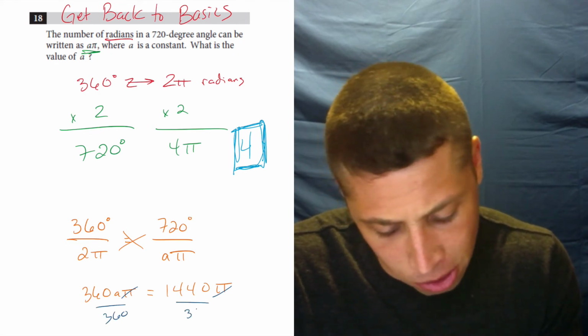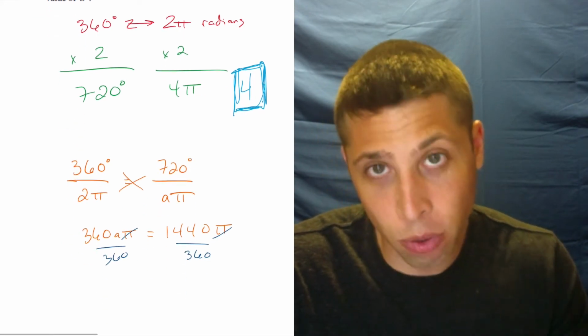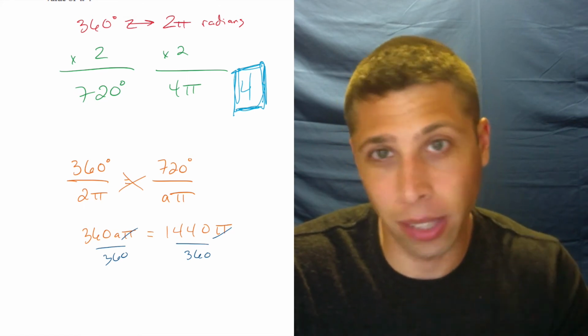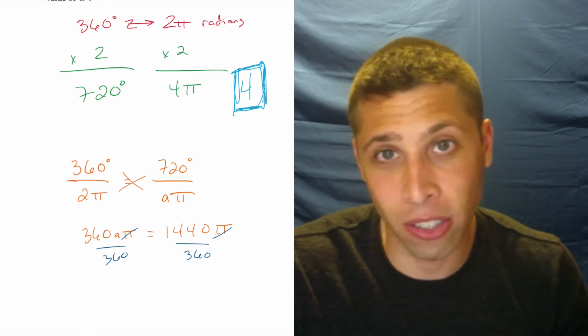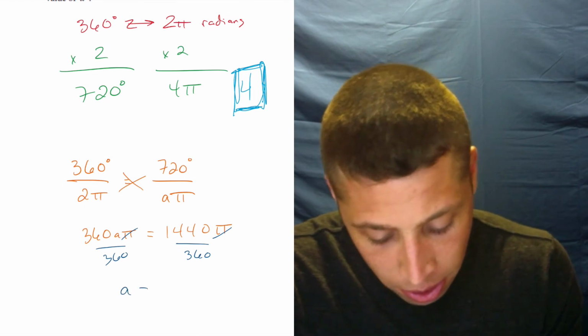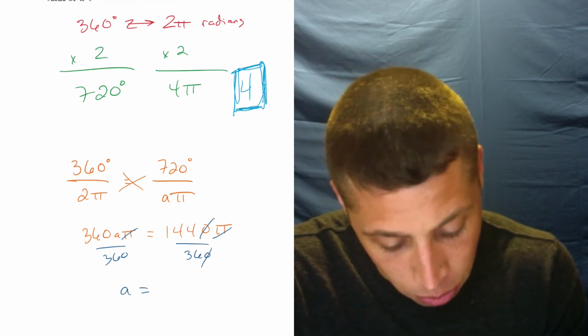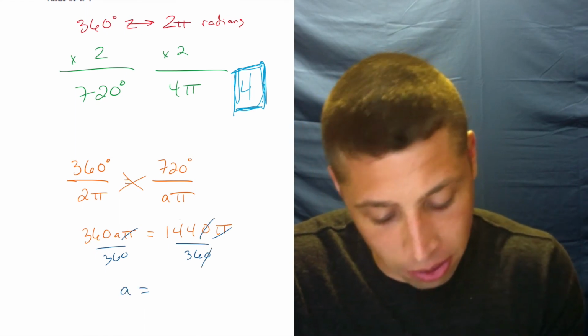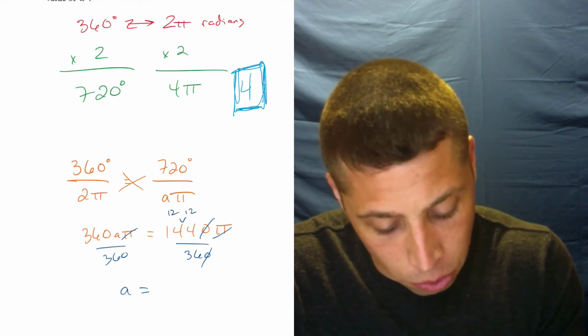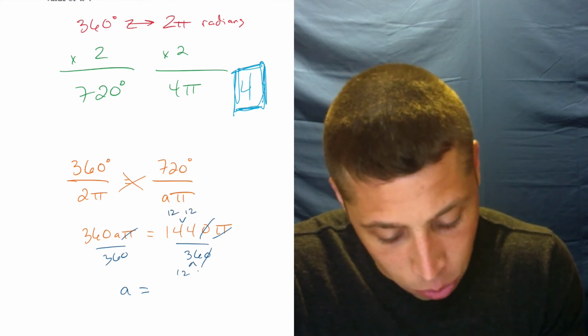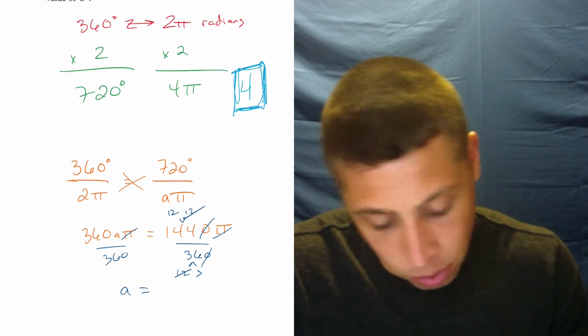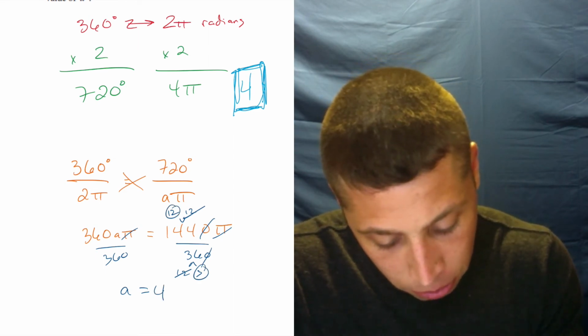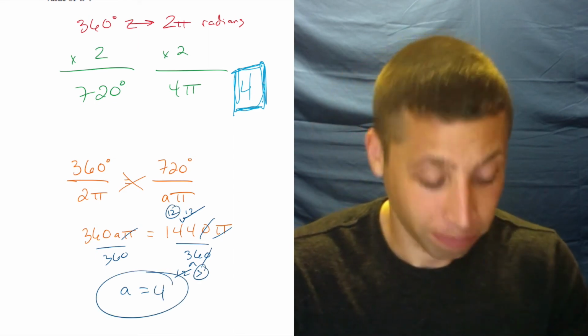And yeah, this is more time consuming than what I just did. But just to show you, getting back to basics isn't really about knowing exactly how to solve. It's just giving yourself a strategy. Now we would have a is equal to 144 divided by 36. Well, 144 is 12 by 12. 36 is 12 by 3. Gets rid of some 12s. And then 12 divided by 3 is 4.